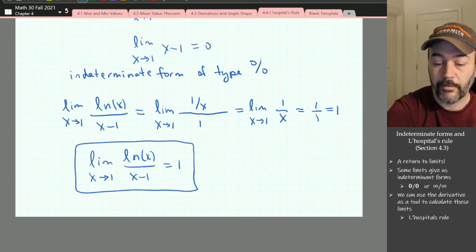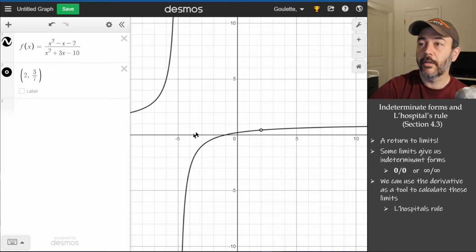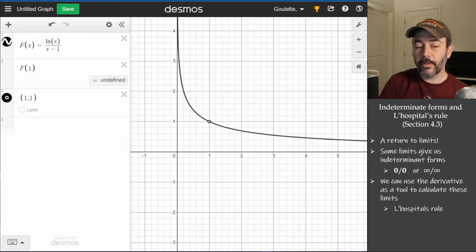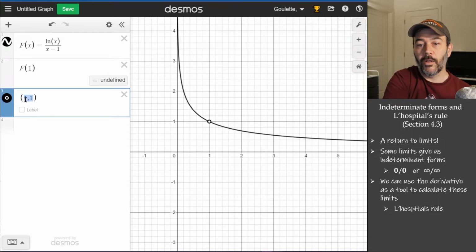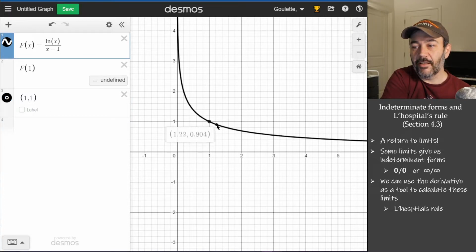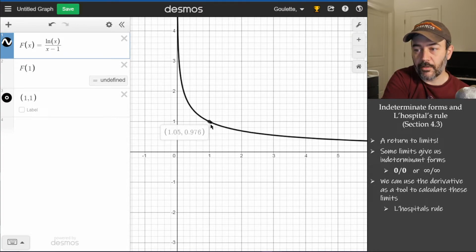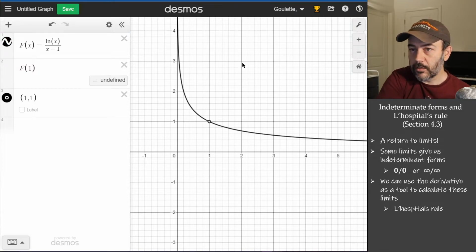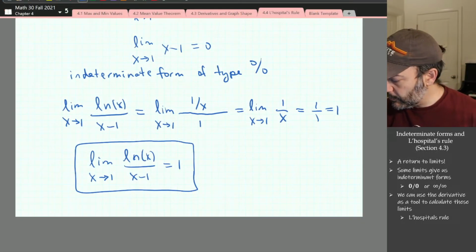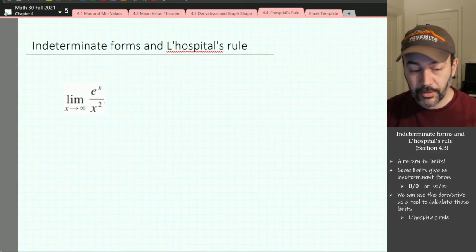Let's go back to the graph. Remember we looked at the graph of this earlier. And it's super not obvious, but the coordinates of the hole are 1, 1. I plotted it to make the graph look nicer. And as x gets closer to 1, y gets closer to 1. And as x gets closer to 1 from the left, y gets closer to 1 as well. Okay? Let's look at a couple more examples, and then you should know enough to do your homework. I might come back with another video with some more examples.